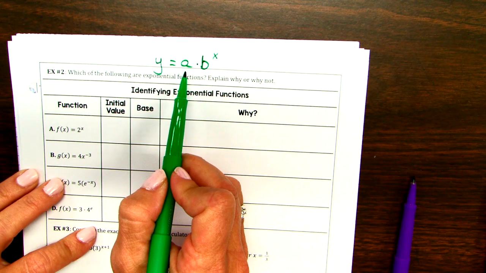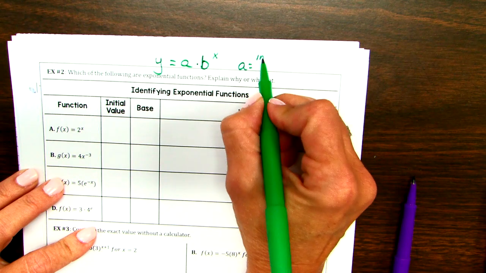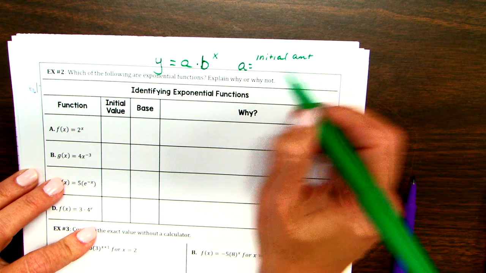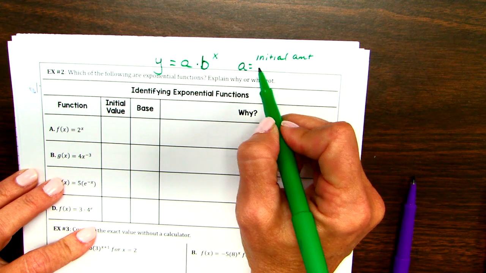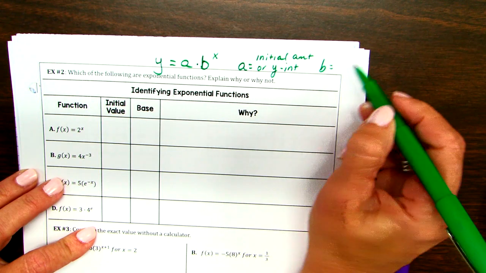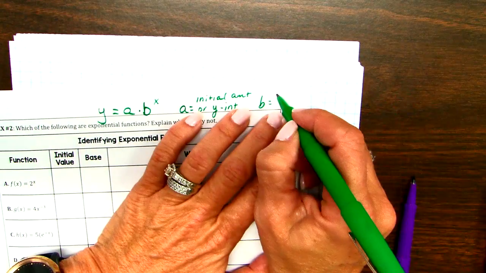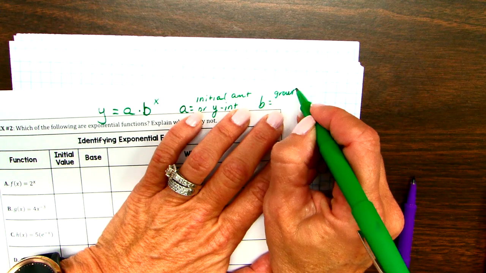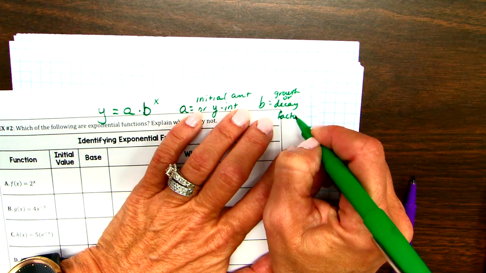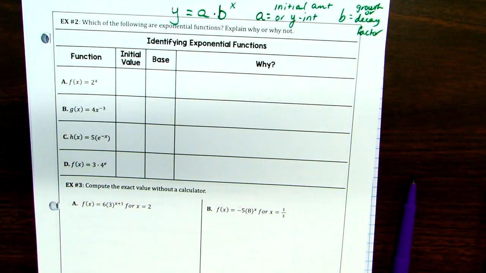A is your initial value or y-intercept. Okay, so if you want to write it again, or I think it was something in the printed out notes, it's your initial amount or your y-intercept. That's what A is. And B is your growth or decay factor. I didn't want to write it all out, but I will. Growth or decay factor. It's what we're multiplying by, okay? In the chart, in the XY chart.